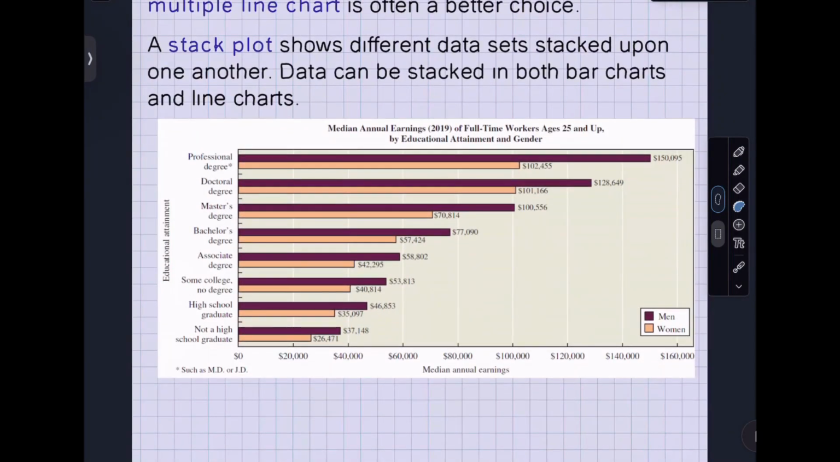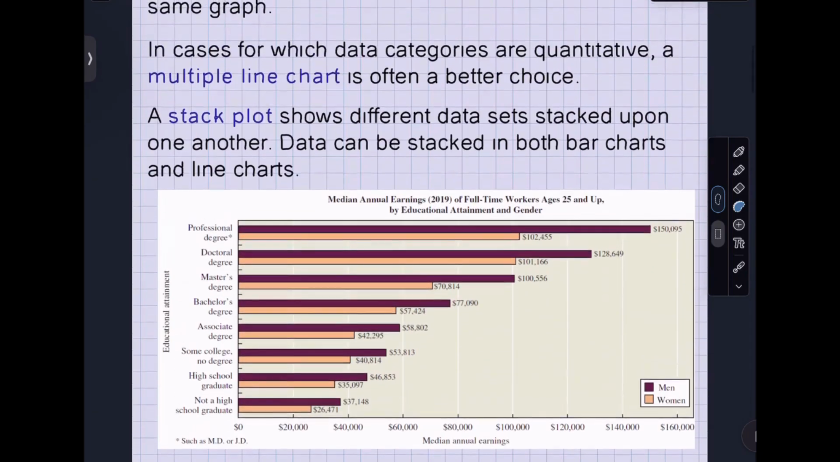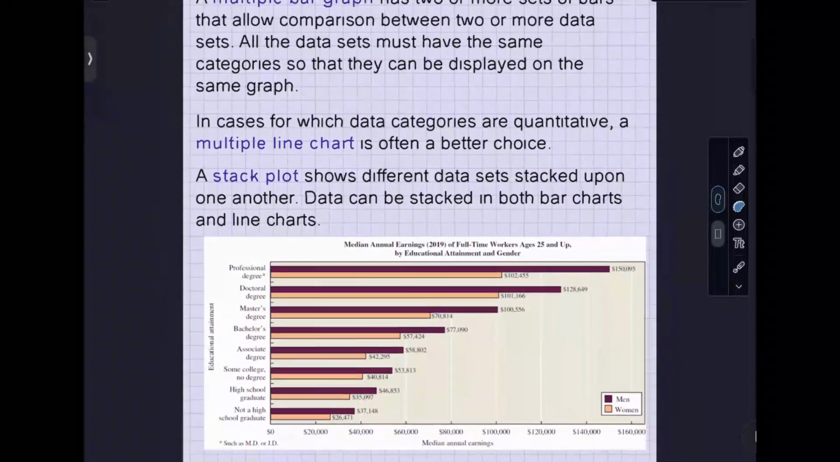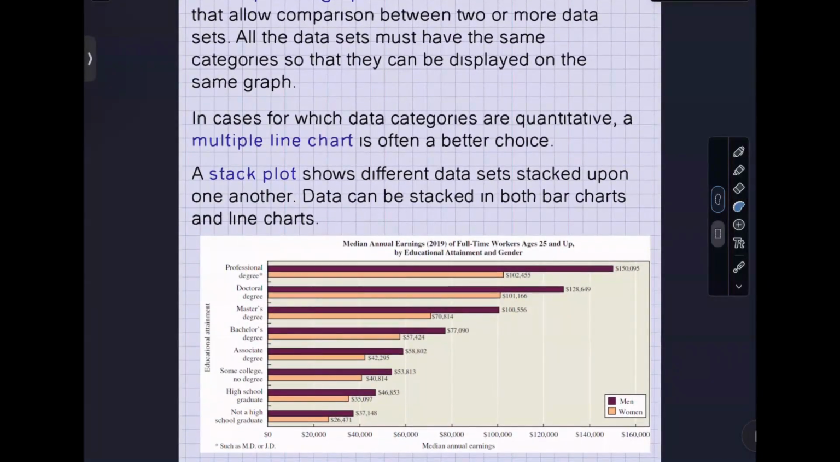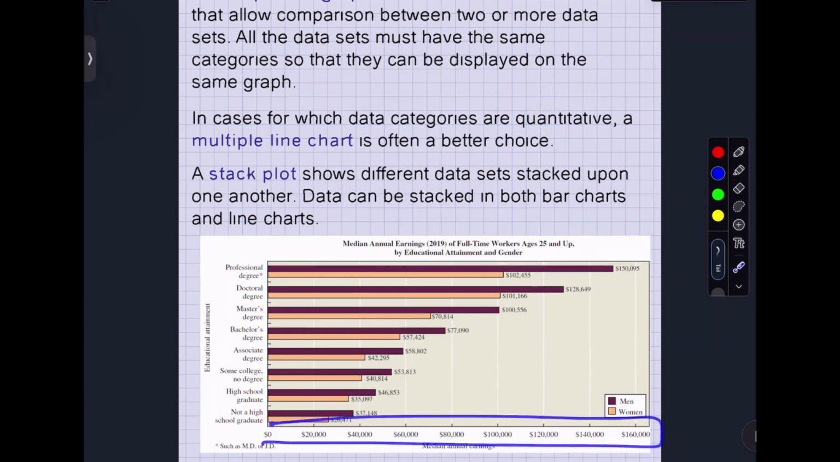This is a multi-bar chart or graph. Ladies and gentlemen, this is called a legend. Here's what the horizontal and vertical line represent. Here's your title or your caption. And you can see that there is a scale.